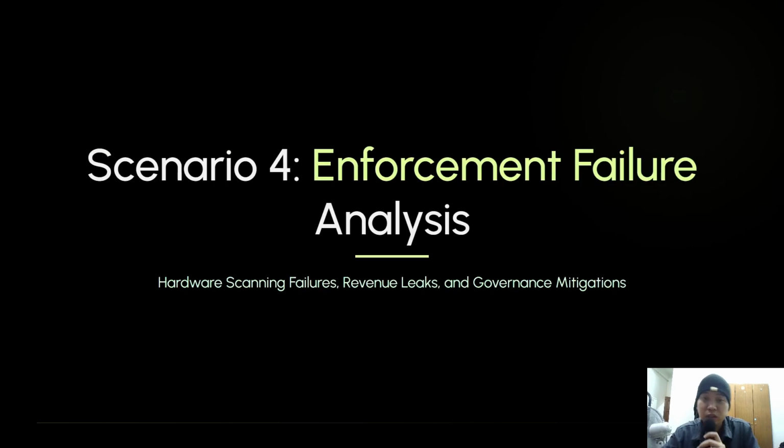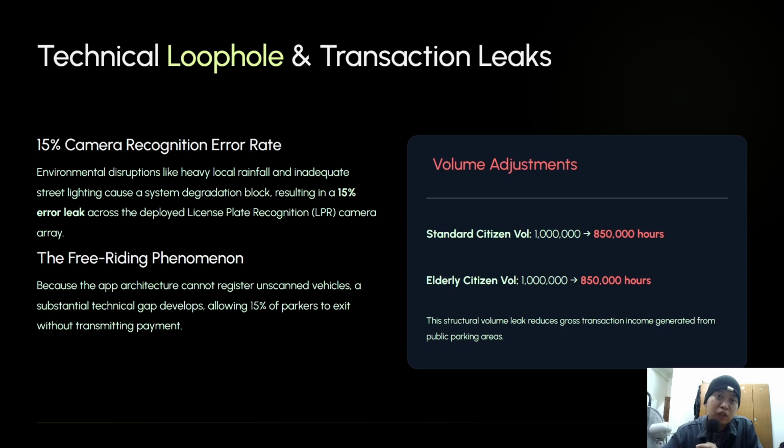This results in a strongly positive NPV that guarantees high commercial viability for the app developer while insulating municipal budgets. Then scenario 4, which is enforcement failure analysis: hardware scanning failures, revenue leaks, and governance mitigations. Technical loophole and the transition leaks. The 15% camera recognition error rate leads to environmental disruption, like heavy local rainfall and inadequate street lighting, causing system degradation that blocks recognition, resulting in a 15% error leak across the deployed license plate recognition camera array.